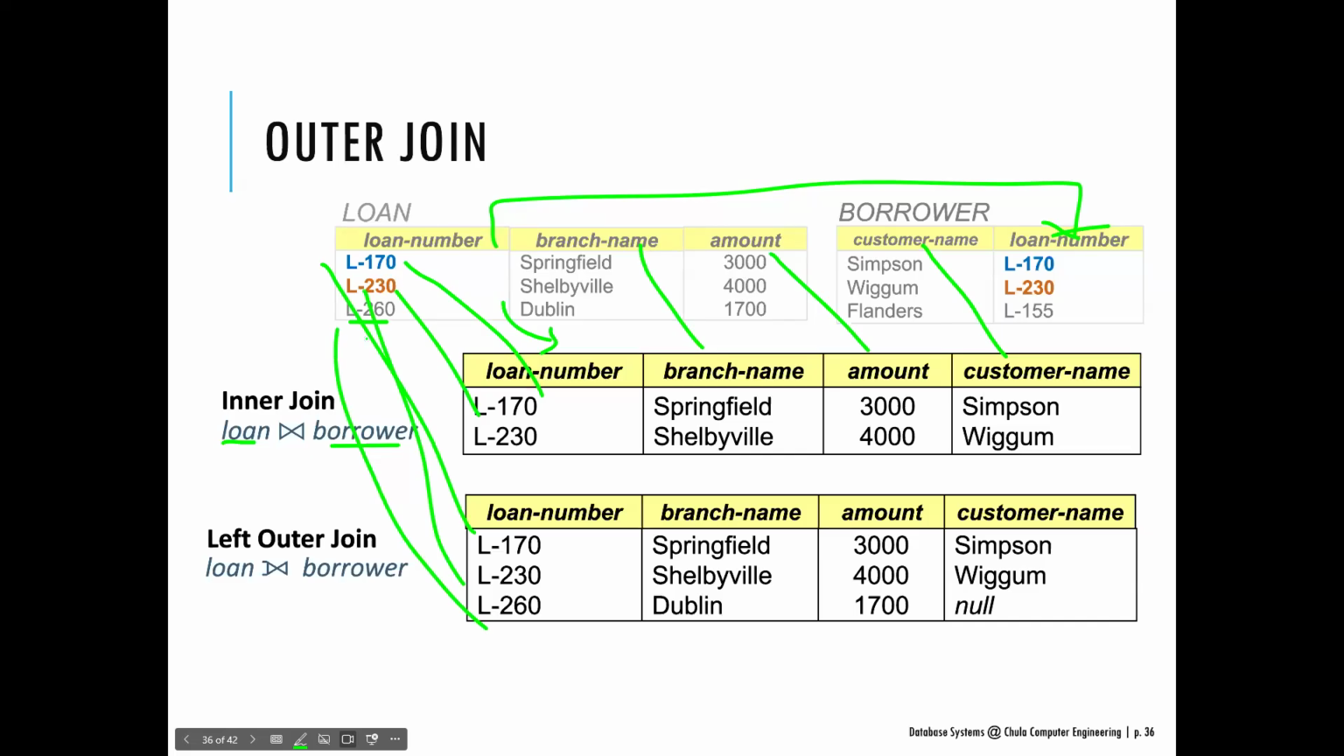Because the 260 on the left does not have any information on the right, you have to patch null. You have 260 Dublin 1700 from here, but then you cannot match anything from the borrower because you can't find 260 in the borrower. So you have to patch null. All right, this is how null is used when you do a join, or when you do anything where the data is not there, unknown or does not exist. So you patch null.